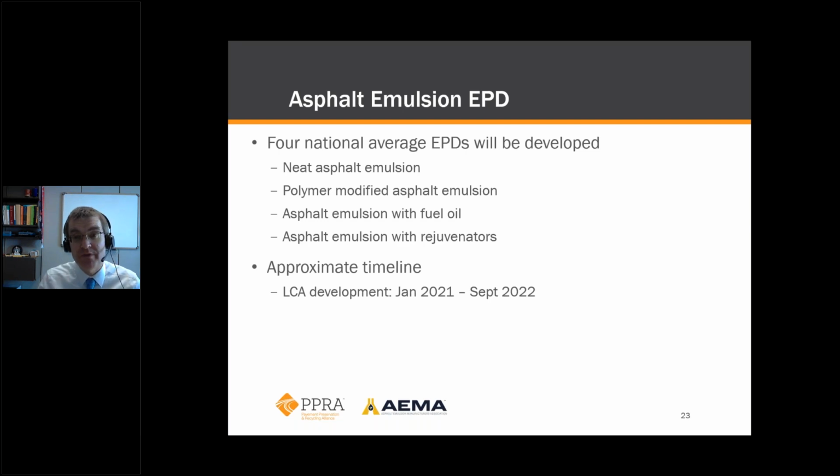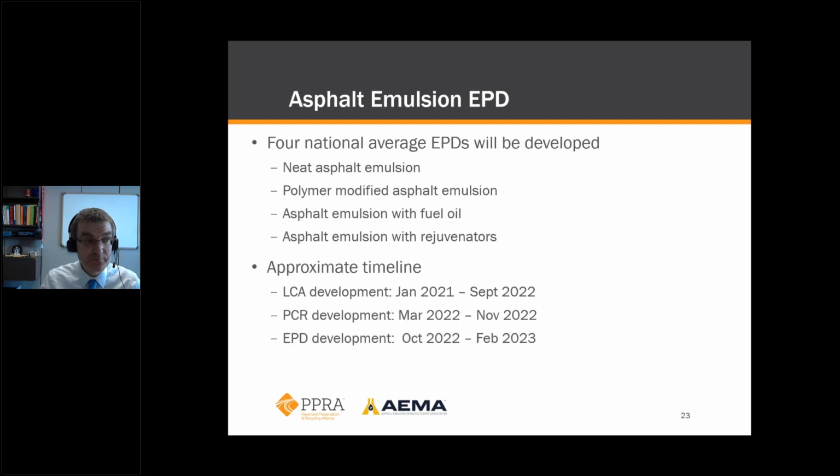Well, we hope to be done with our LCAs around September 2022, plus or minus 3 months. We hope to be done with our PCRs around November 2022. So you can see here that our PCR development is going to start as we near the end of our LCA development. And then our ideal timeline is to have our EPDs as early as late 2022, but it might be early 2023. So this is the timeline that we're looking at as far as asphalt emulsions go.